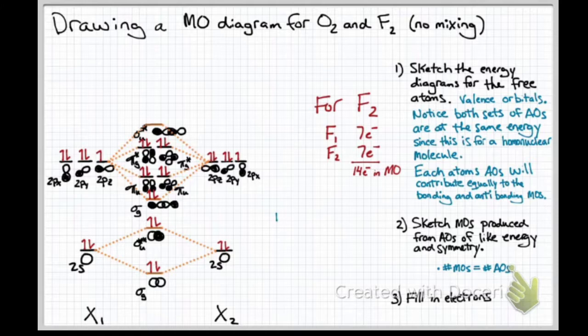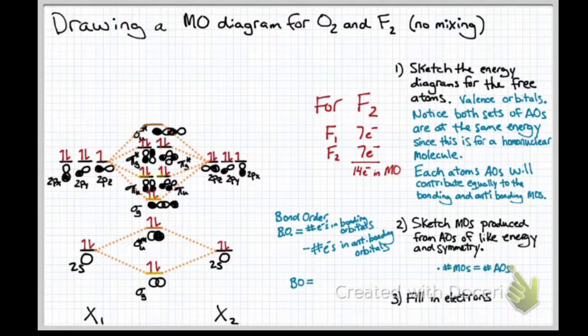And again, so this is the completed diagram. Notice there's no unpaired electrons. This is a diamagnetic molecule. We can calculate the bond order, which is equal to the number of electrons in bonding molecular orbitals minus the number of electrons in antibonding orbitals, divided by 2.